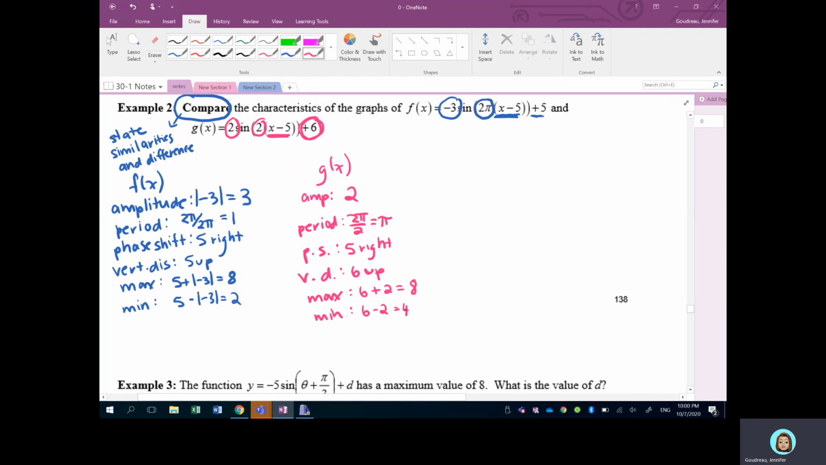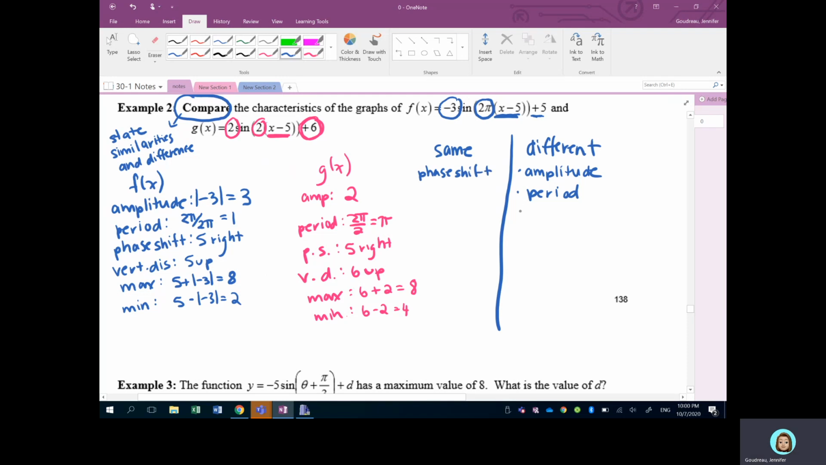But we can't leave it at that. Compare doesn't mean just list the characteristics. We have to state what is the same and what is different. So what is the same between f at x and g at x, and what is different? I can see that the amplitudes are different. I can see that the period for each is different. I can see that both have the same phase shift. It's both moving 5 to the right.